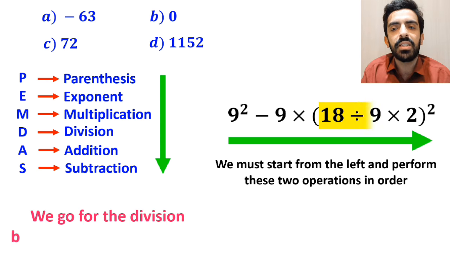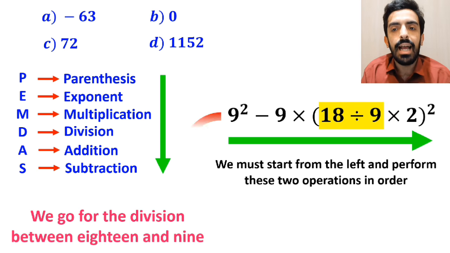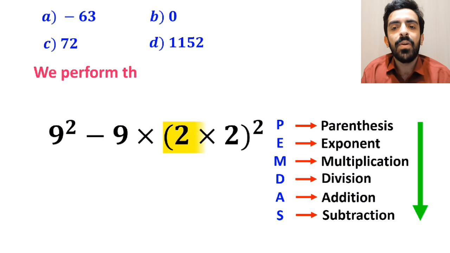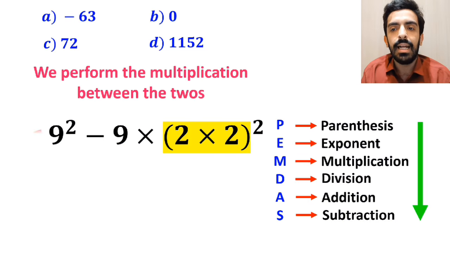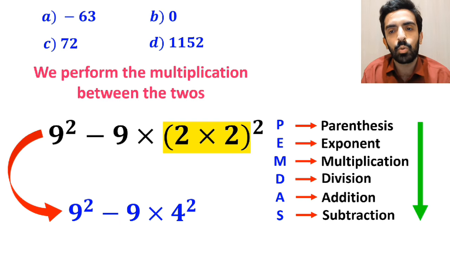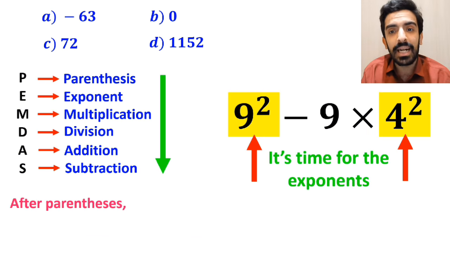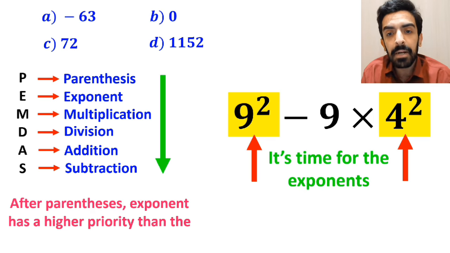So, first we go for the division between 18 and 9 and write this expression as 9 squared minus 9 multiplied by (2 times 2) all squared. And in the next step, we perform the multiplication between the 2's and this expression simplifies to 9 squared minus 9 multiplied by 4 squared.